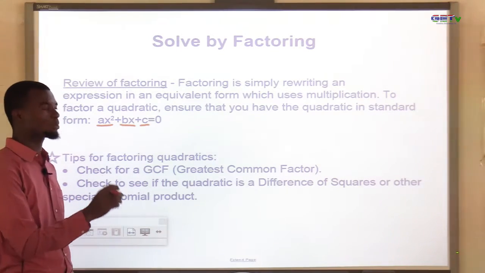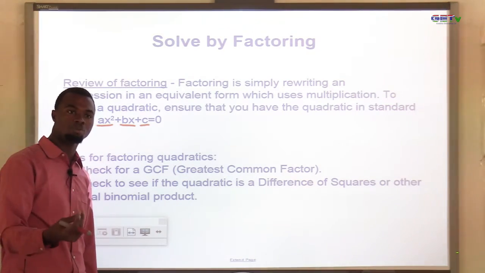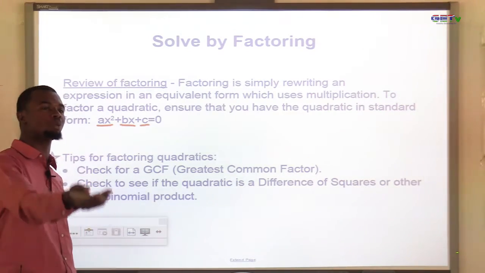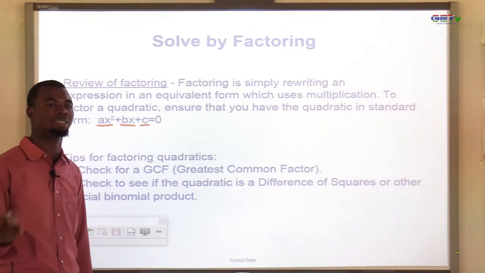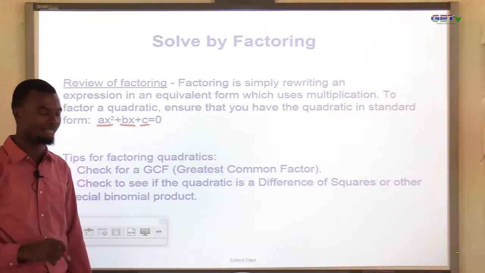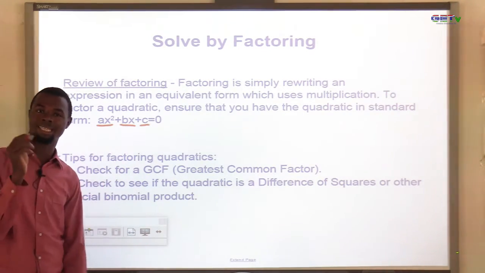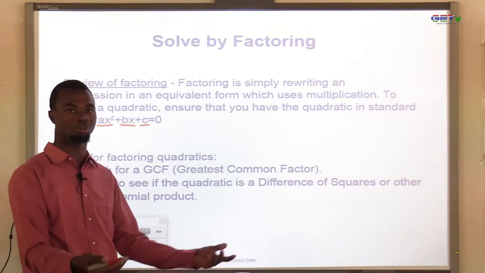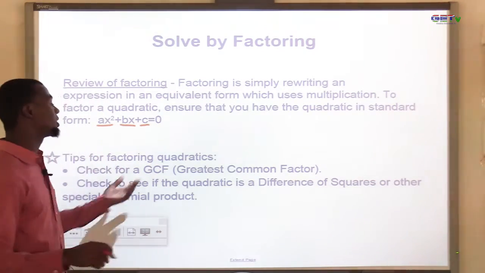A quadratic expression must have a variable with a power of 2 for it to be quadratic. If there is no power of 2, it is not quadratic, and it cannot be more than 2. It has to have a squared power on the variable. So we call this the square term, this is the x term, and this one is the constant. Now, to write it in standard form, you write the square term first, then the x term, then the constant, and you equate it to 0 for it to be a quadratic equation. If there is no equal to sign, it is not an equation. So the tips are there.